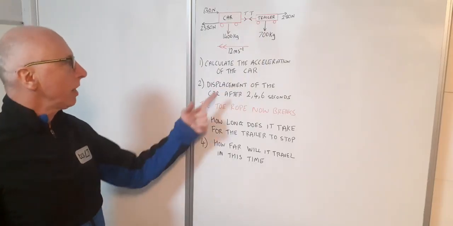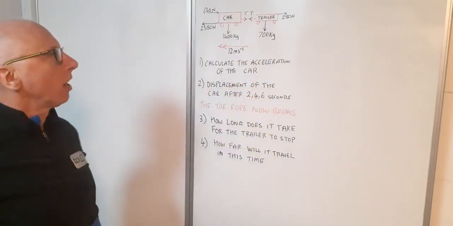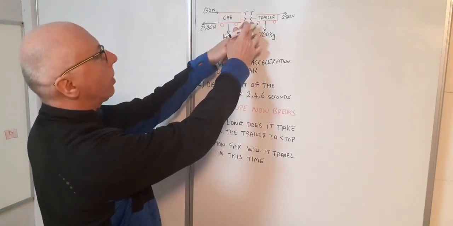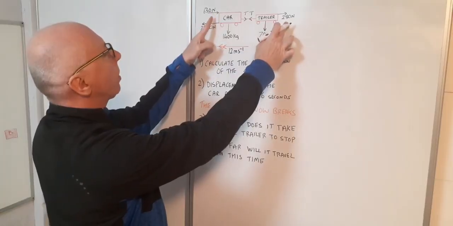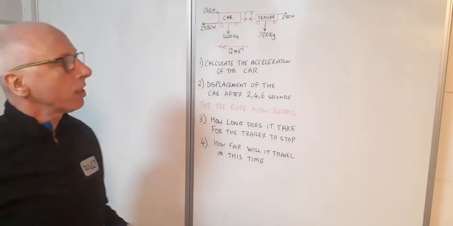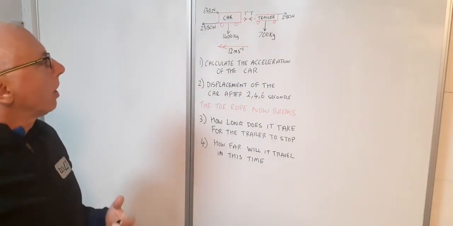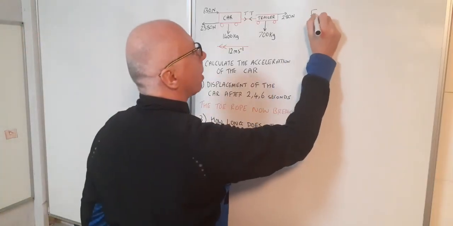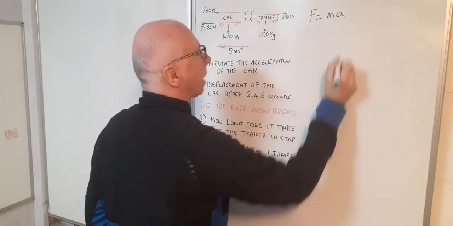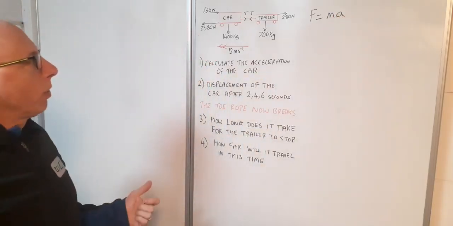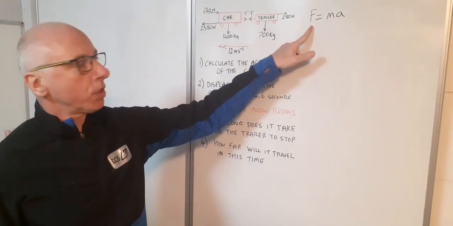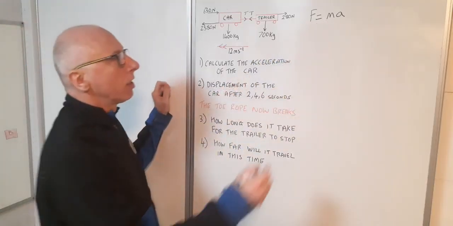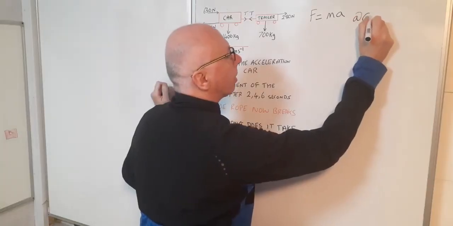So first of all, let's have a look at the acceleration of the car. So we're just interested in what's going on here. We've got tension in here, but as we're given the forces all together, the tension is not actually required in this question. So we're going to use Newton's law of motion. Force equals mass times acceleration. So what we need to do is work out all the resolved forces and set it equal to mass times acceleration at the car.